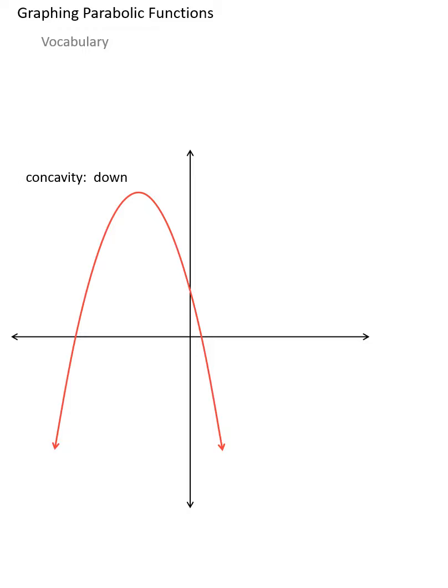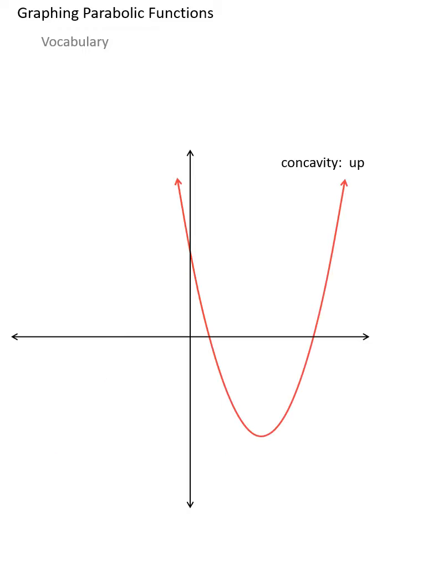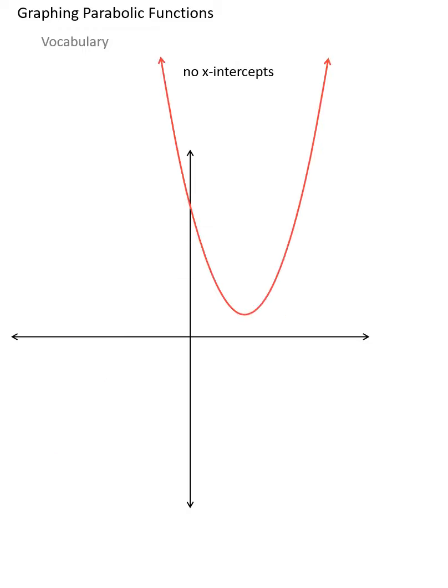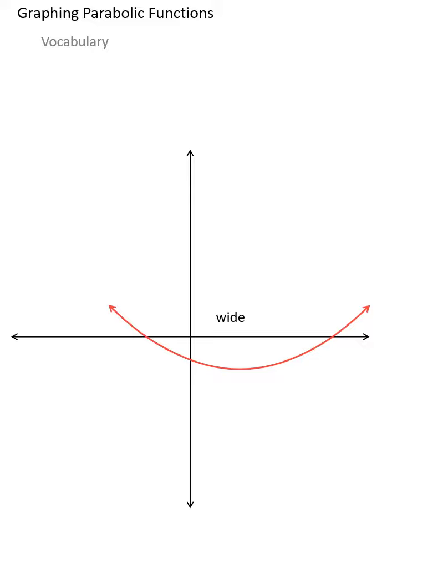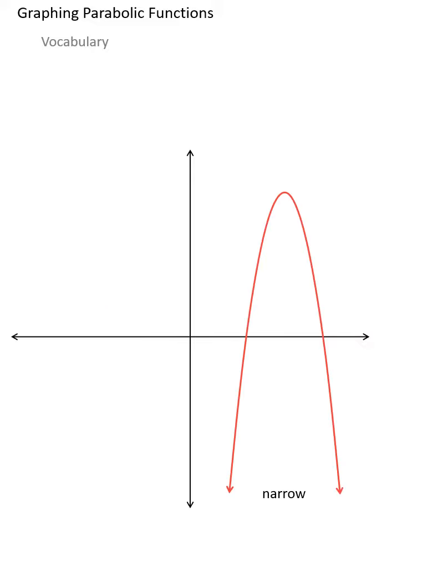Parabolas can be concave down as well as concave up. They can have no x-intercepts. Some have one x-intercept. Most have two x-intercepts. They can be wide, narrow, or anywhere in between.